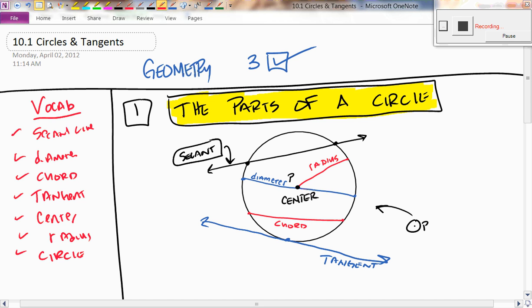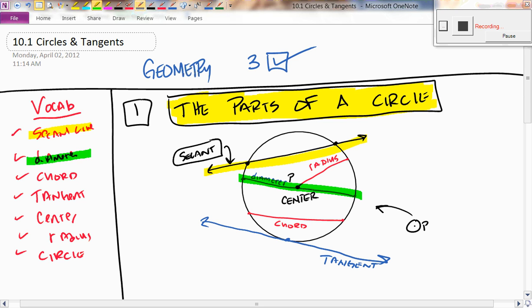Okay, so quickly, let's go in the order that you gave me. How would you describe the secant line? A line that intersects two parts of the circle. So a line that goes through the circle twice, but not necessarily the center, right? Okay, so that one right there. How would you describe the diameter? It's a line segment that goes through the center. Beautifully put. Awesome. Nice job.